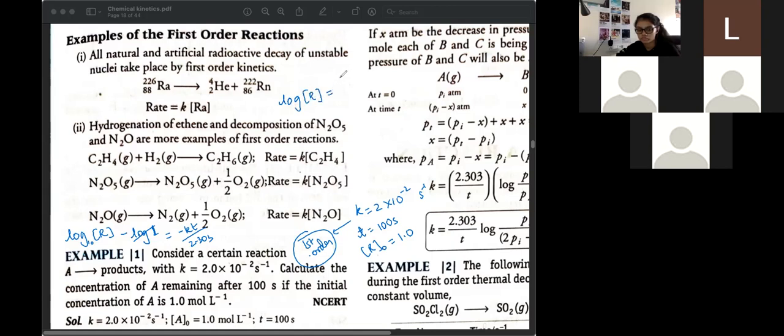So 2.0 into 10 power minus 2 into 100 seconds is 10 square, divided by 2.303. So we just need to calculate this, and this will get cancelled. So 2 divided by 2.303, then anti-log. We have a scientific calculator.